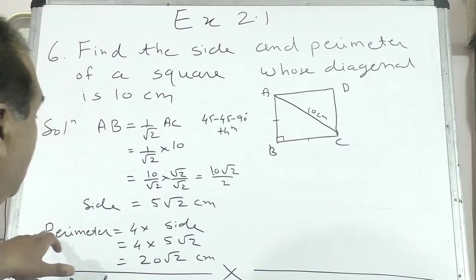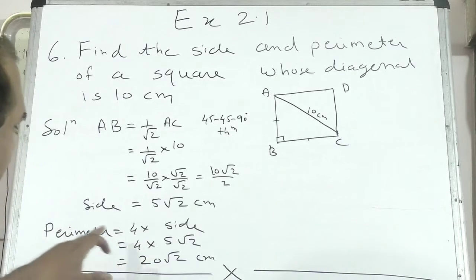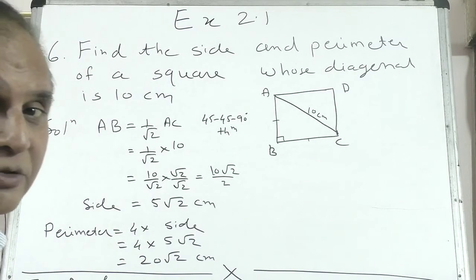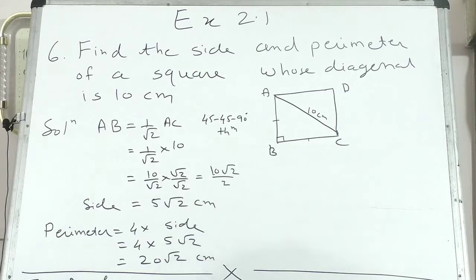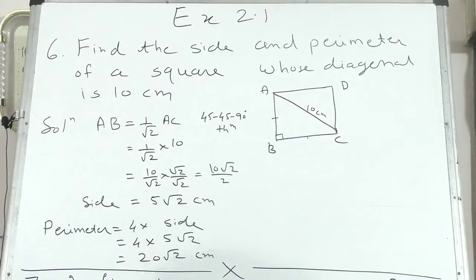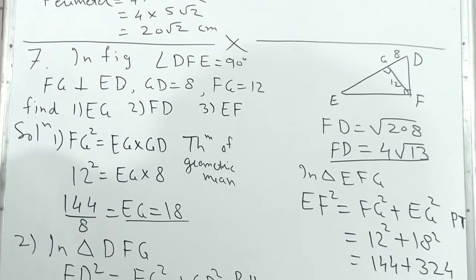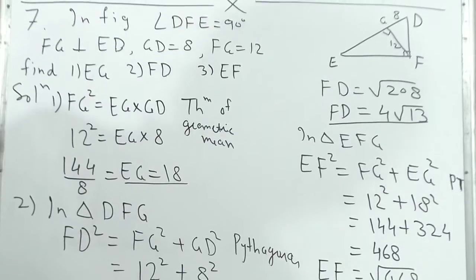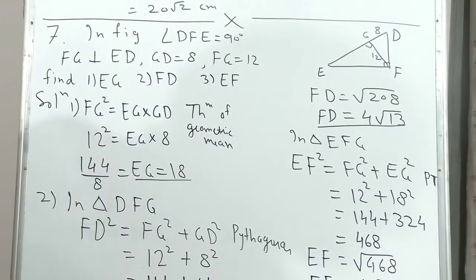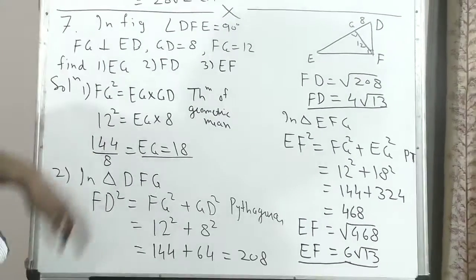Okay. Now perimeter is 4 into side. 4 into 5 root 2, that is 20 root 2 centimeter. Perimeter of square, you know, 4 into side. Right? Any doubt? Understood? We'll go ahead.